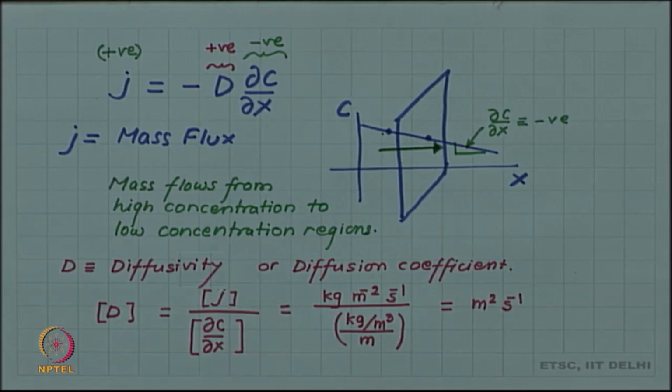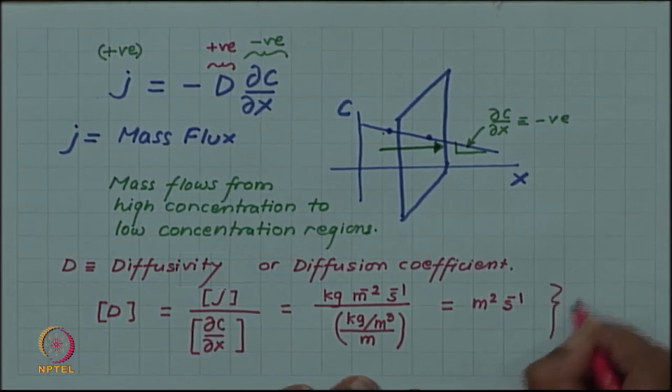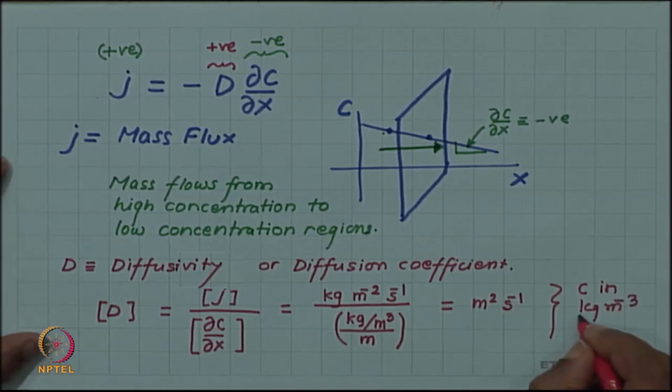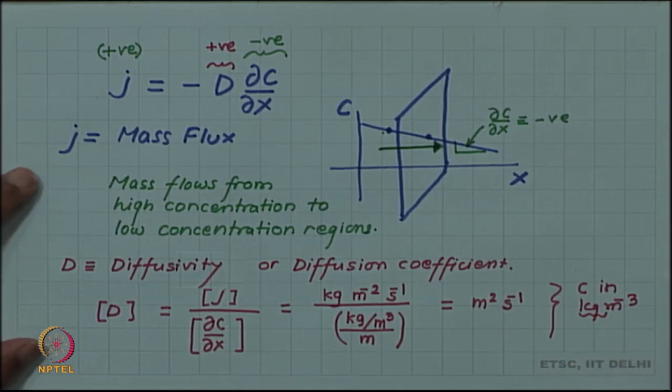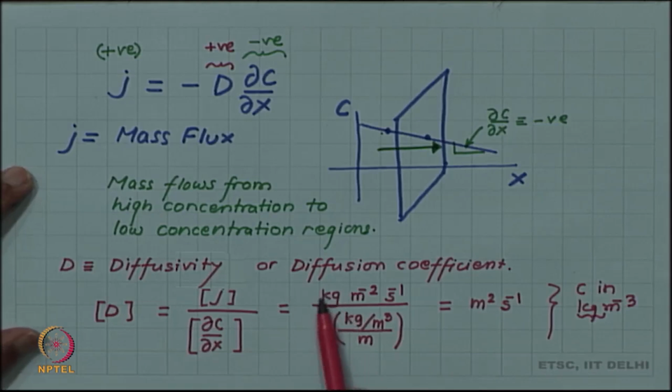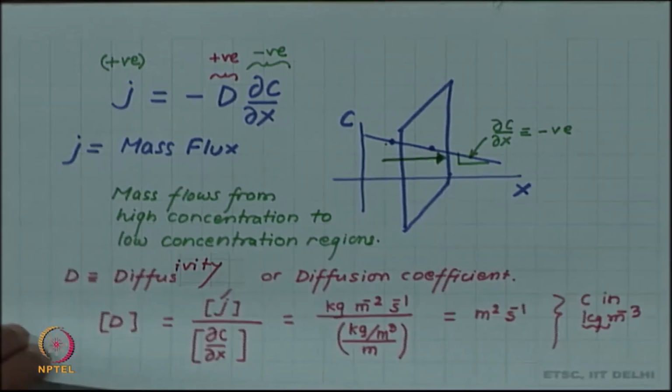So, you want D to be meter square per second, so we insist concentration to be in kg per meter cube. Of course, kg is not essential, it can be moles per meter cube, but then the flux should also be in moles per meter square. So, the unit of mass in flux and the unit of mass in the concentration should be consistent. If this is mole, this also should be mole, if this is gram, that should also be in gram, and so on.